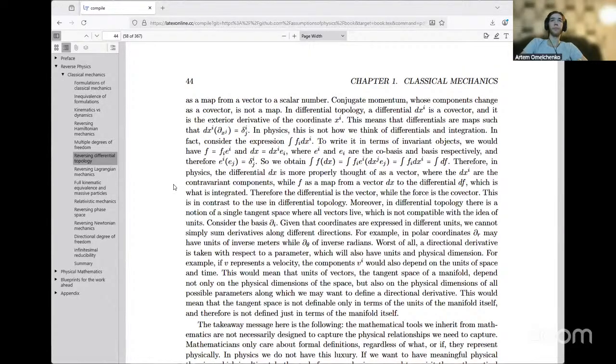Worst of all, a directional derivative is taken with respect to a parameter, which will also have units and physical dimension. For example, if v represents a velocity, the components v^i would also depend on the units of space and time. This would mean that the units of vectors, the tangent space of a manifold, depend not only on the physical dimensions of the space, but also on the physical dimensions of all possible parameters along which we may want to define a directional derivative. This would mean that the tangent space is not definable only in terms of units of the manifold itself, and therefore is not defined just in terms of the manifold itself.